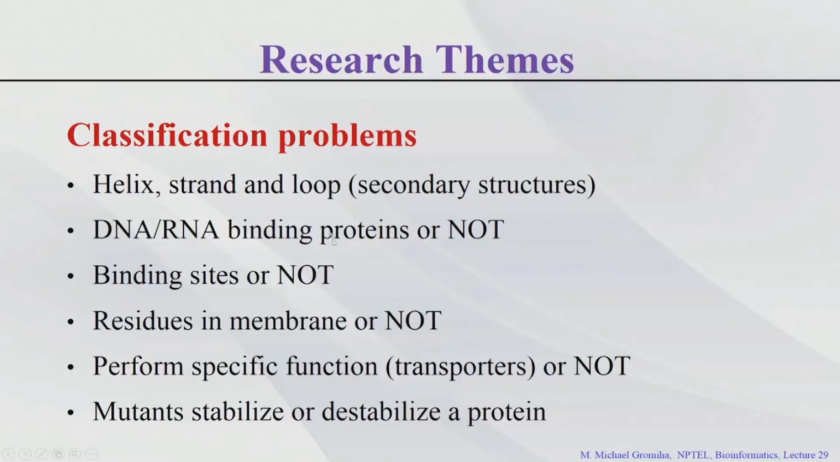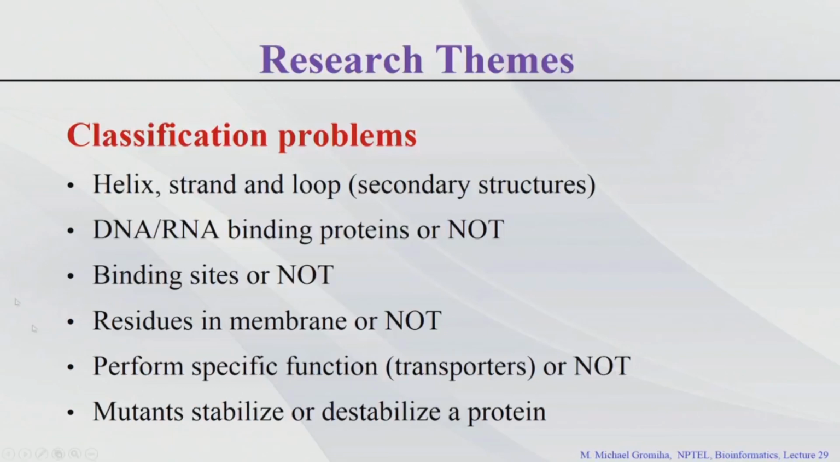I will tell you some of these research themes I just discussed. There are two different types of problems: one is a classification problem, another is exactly predicting the real value. For classification, I will tell you some of the important areas. One is whether you can predict the secondary structures. We discussed secondary structures: helix, strand, coil, turn, whether we can predict them. Then we discussed DNA binding proteins or RNA binding proteins, whether you can identify the sites: this is binding, this is not.